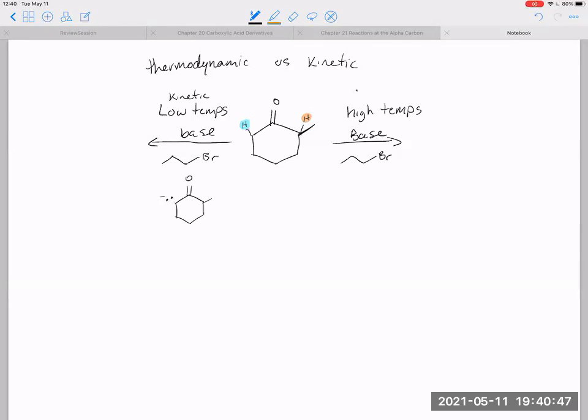High temperatures are thermodynamic. So what's more stable? In this case, that's going to be removing the more highly substituted hydrogens. So now we have our enolate ion over here. In terms of the difference between what we get at high and low temperatures, notice it's the alpha carbon in both cases, right? Alpha carbon chemistry chapter. That's where the new carbon-carbon bond is formed.